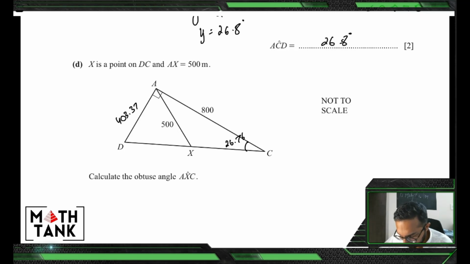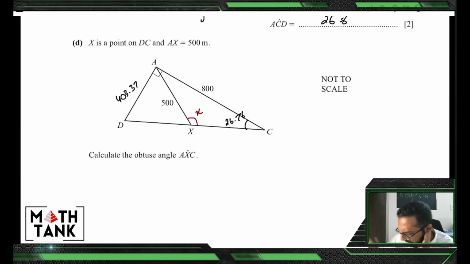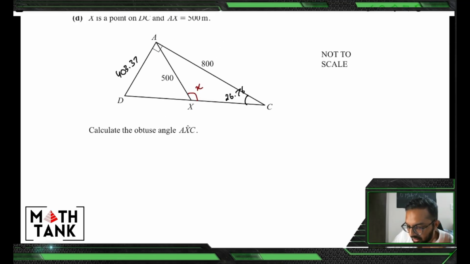It says all of this is there, and then this is 500. Calculate the obtuse angle AXC. So I am looking for this angle. Let's call that small X again, although I put an X earlier as well. I think then there's that simple 4-mark question. So it's going to be sine rule or cosine rule. I have two angles and two sides, which means it's the sine rule.